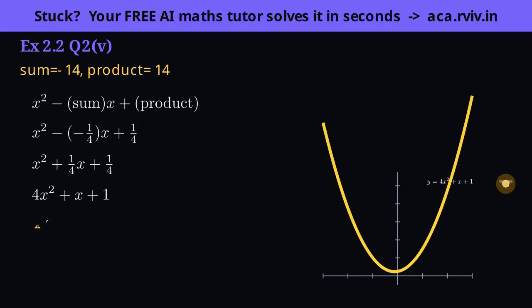Takeaway: subtracting a negative sum flips it to a positive middle term. This is the classic sign slip in the chapter. Whenever the given sum is negative, expect a plus in the middle and double check it.